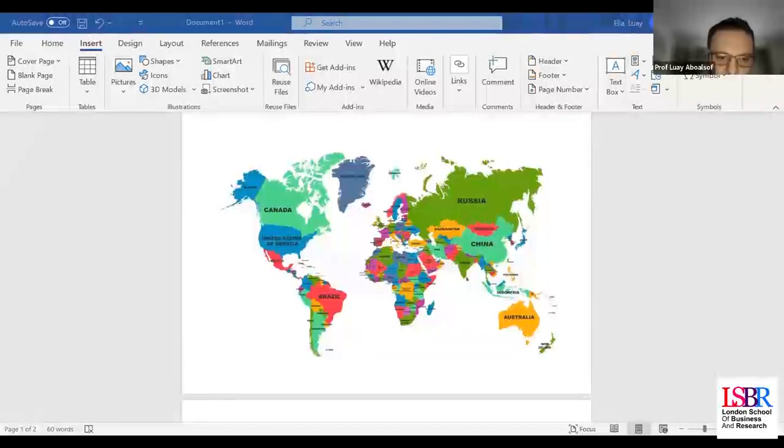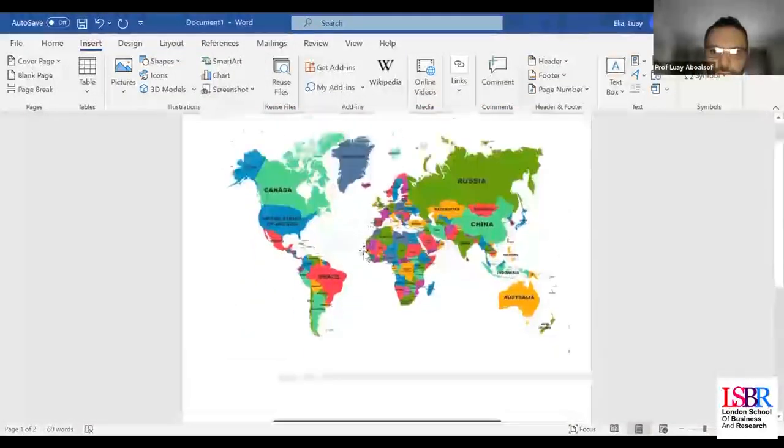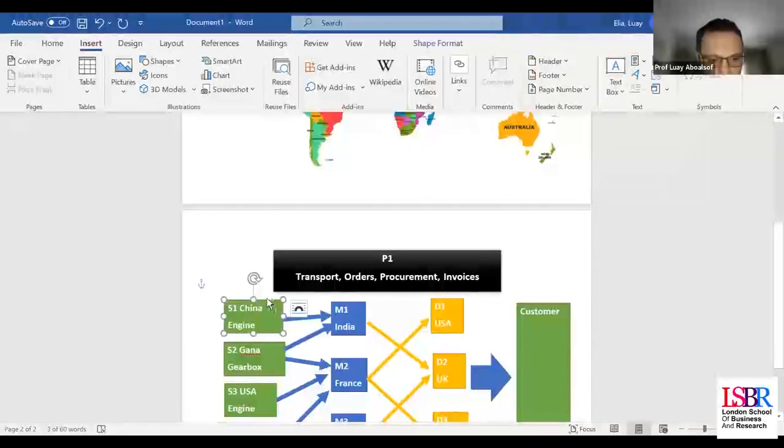Symbol for source. Let's have a look. Symbol for raw material. Okay, well, I found something. Come back here. Actually, this is fairly large. Let's use this symbol there. Copy.